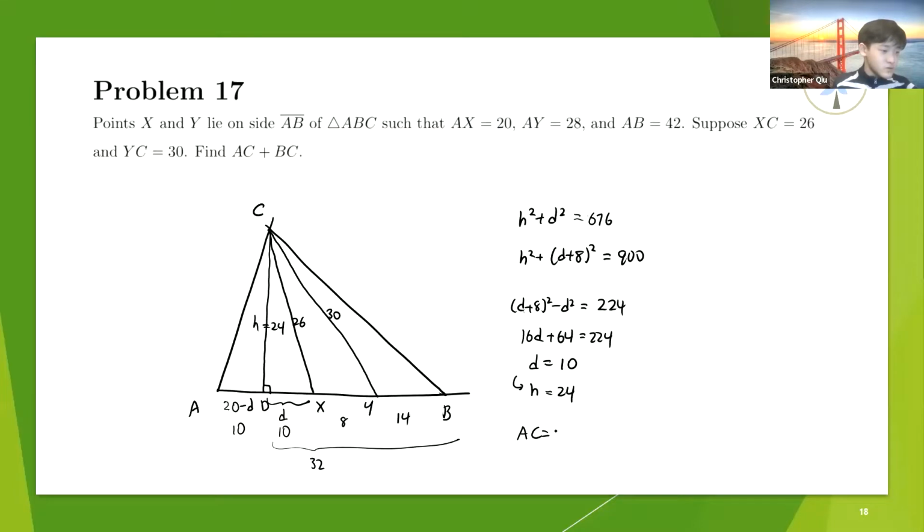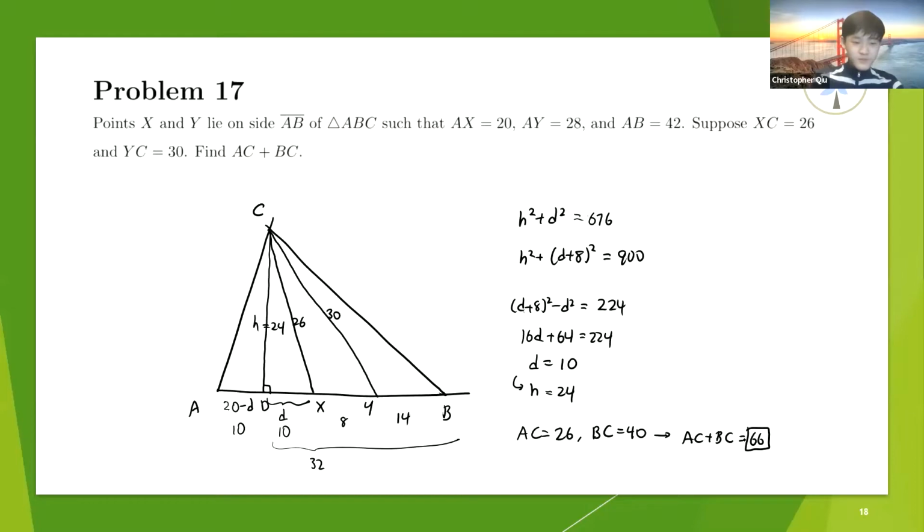AC is equal to 26 because we have this right triangle ACD with legs of length 10 and 24. We can also find BC to be 40 because the legs of right triangle CGB are of length 24 and 32. So we've now found what AC and BC are. They are 26 and 40 respectively, and summing the two gives the answer of 66. So that's our final answer of the day.